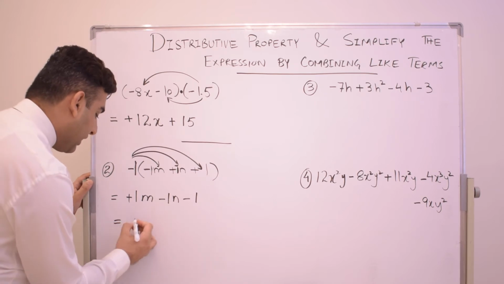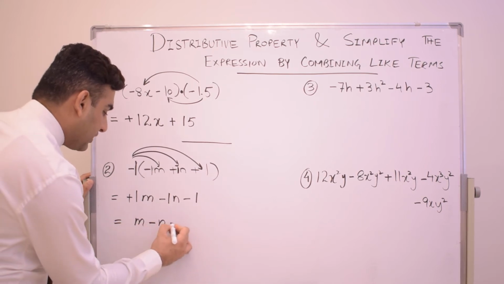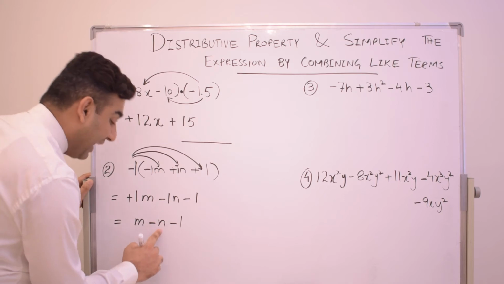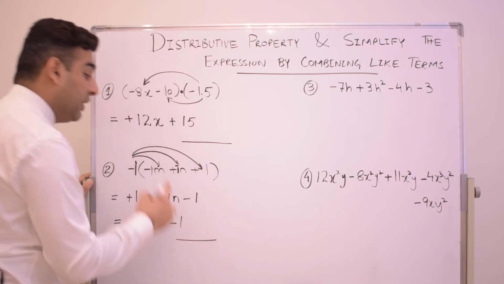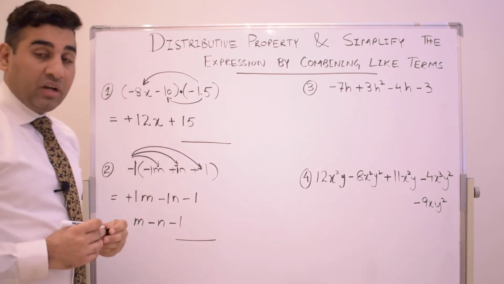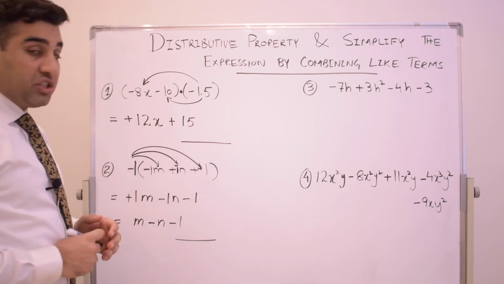So guys, if I just write it again, m minus n minus 1 is our simplified answer. I hope you understand how we apply the distributive property.